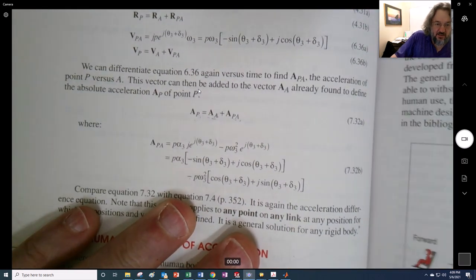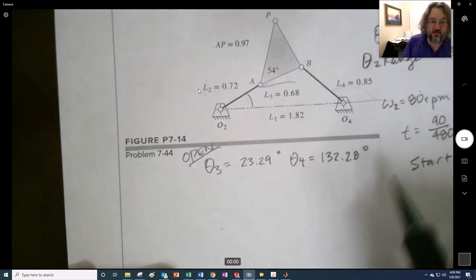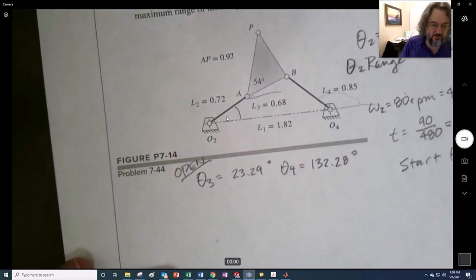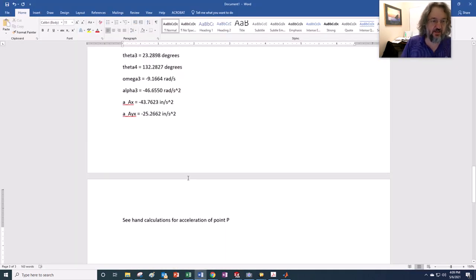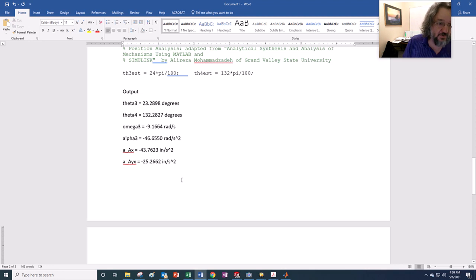All right, so let's use that and calculate it for the things that we need. We are told from our acceleration analysis here that, let's see, we only need to write down the stuff we need to know. So omega 3 is going to be negative 9.166. And we could, by the way, right now just take a look and compare that with SolidWorks. So we might want to do that here.